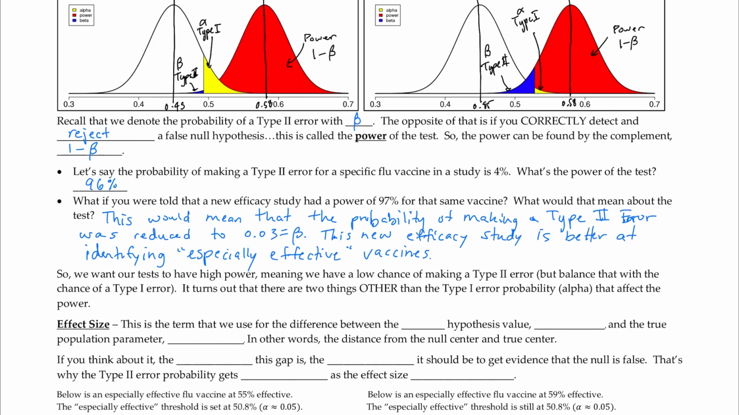So we want our test to have high power, meaning a low chance of making a type 2 error, but balance that out with a type 1 error as well. Turns out that there's two other things that we can do other than messing with the alpha level. We can raise the alpha level, and we know the side effects of that. One of them is more hypothetical in its thought process, and the other is something that could be under your control. So let's go over the first one that's a little more hypothetical.